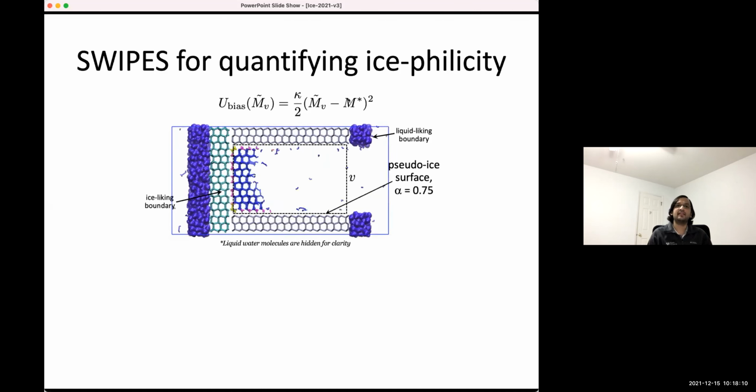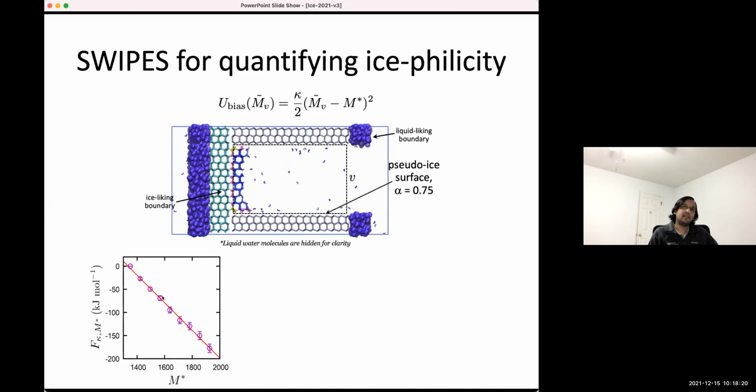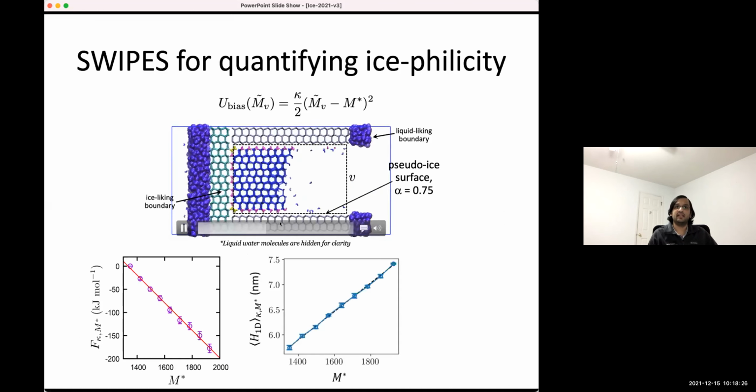And so we can systematically vary this M star and systematically wet more and more of the surface with ice. And as we do that, we see that the free energy is linear in M star, and correspondingly the interface also moves linearly with M star. Right? And so by taking the ratio of these two slopes, we can then infer how much the surface likes ice, what the corresponding wetting coefficient is.